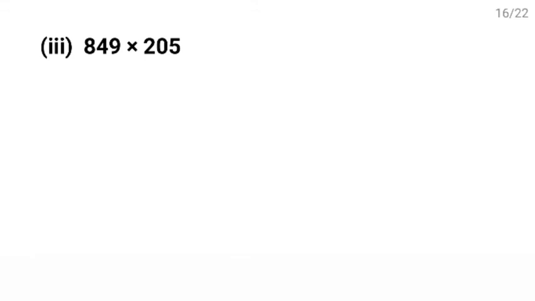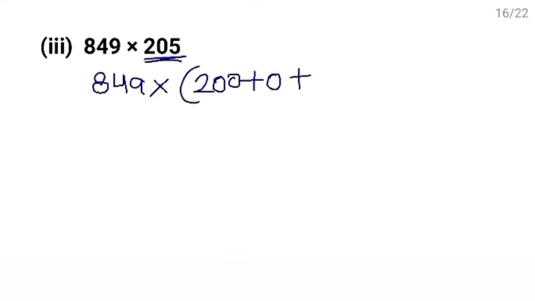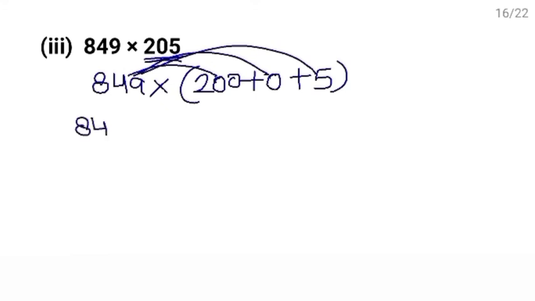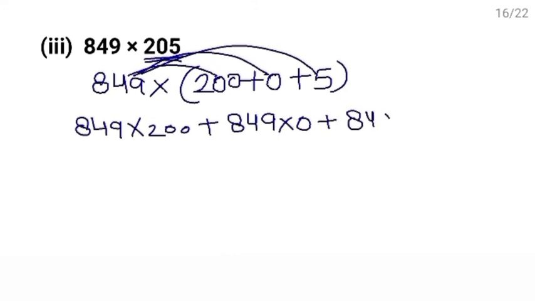Now the next part. 849 multiply, expand this part. This 205 can be written as 200 plus 0 plus 5. Distribute this number to all the numbers inside the bracket. 849 will be multiplied by 200 plus 849 will be multiplied by 0 plus 849 will be multiplied by 5.